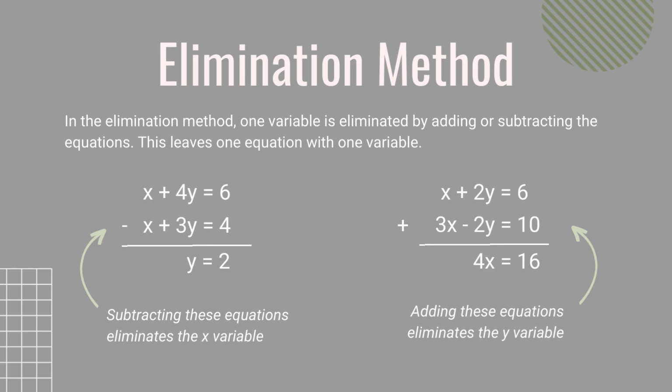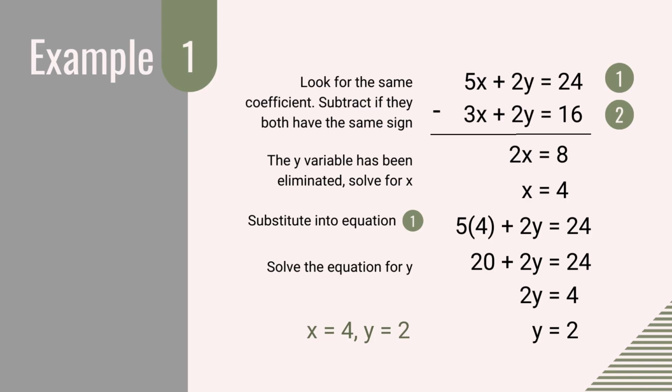So let's take a look at this example. We have 5x plus 2y is equal to 24. And then we have 3x plus 2y is equal to 16. By subtracting the second equation from the first equation, we'll be left with 5x minus 3x, which gives us 2x, 2y minus 2y crosses off, then 24 minus 16 gives 8. So we have 2x is equal to 8, and then we have x is equal to 4.